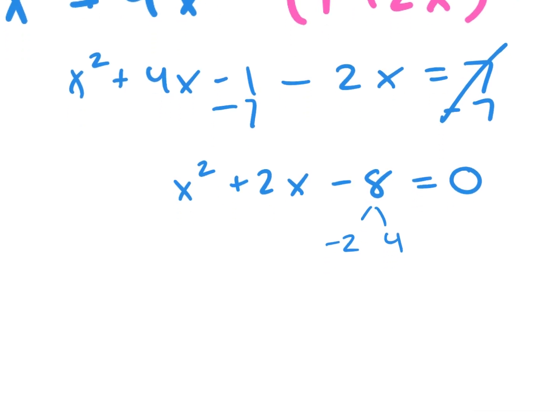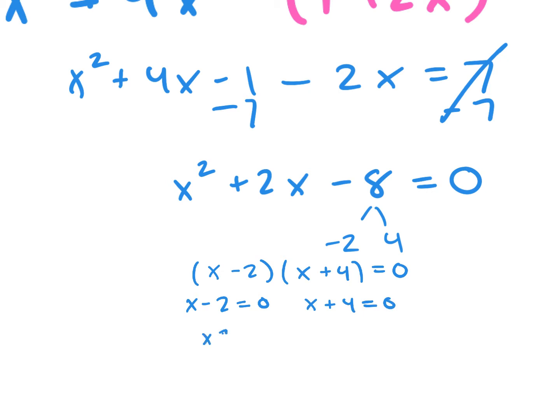-2. So we have (x - 2)(x + 4) = 0. So set them both equal to 0. So x is equal to 2, and x is equal to -4. So we're not going to have to use the quadratic at all for this chapter?